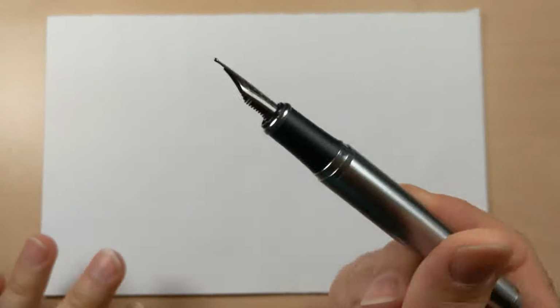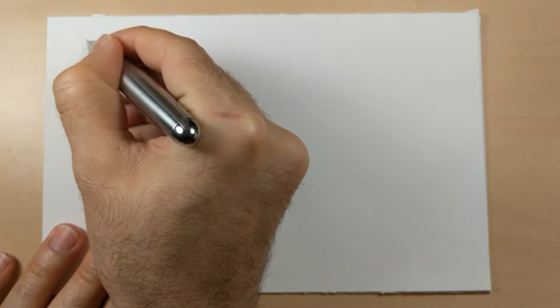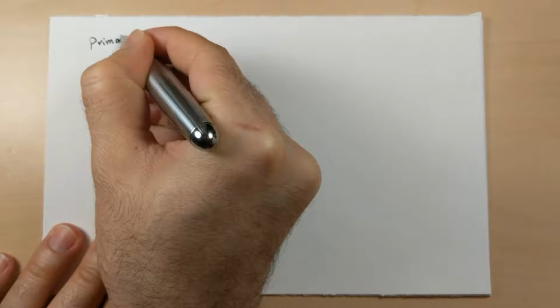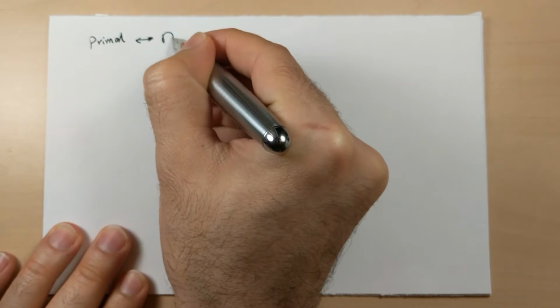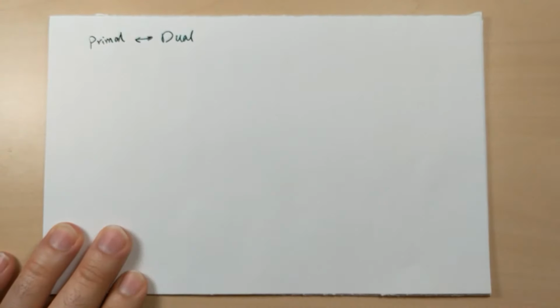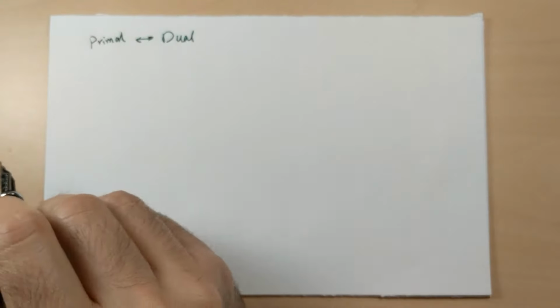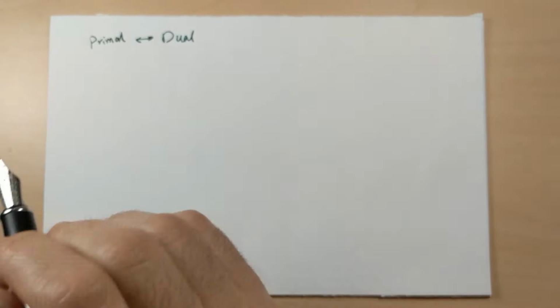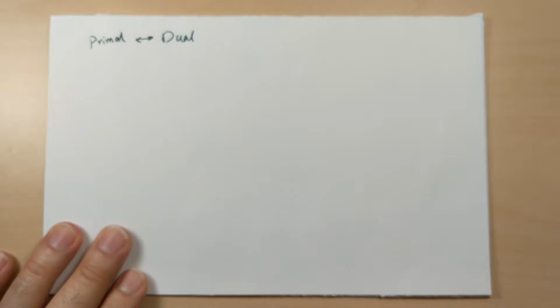Hello everyone, this is the first video of lecture 6, Duality Theory. With every linear programming problem, there is associated another linear programming problem and we call it dual. So for every primal problem, there is a dual problem. And there is a relationship between the primal and its dual, both on mathematical and economic level.